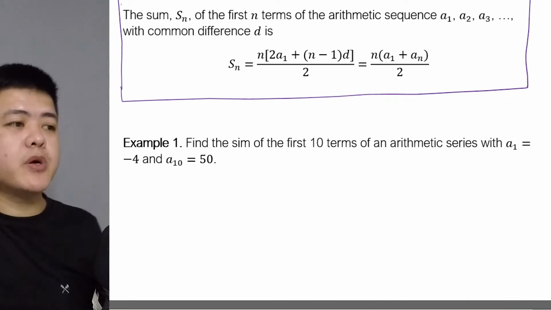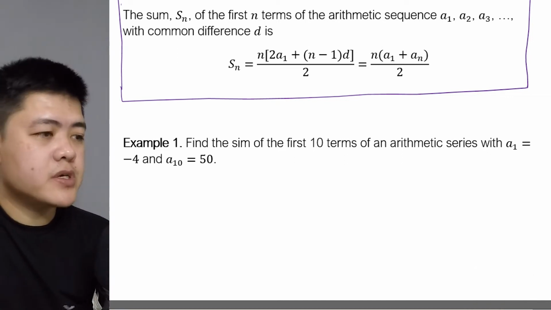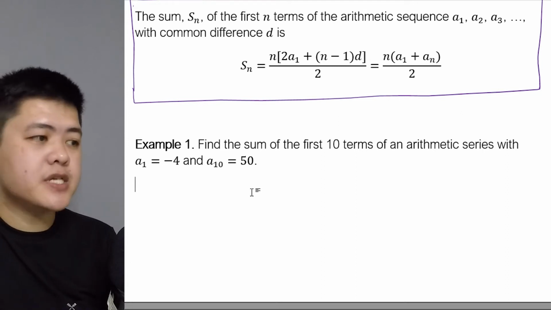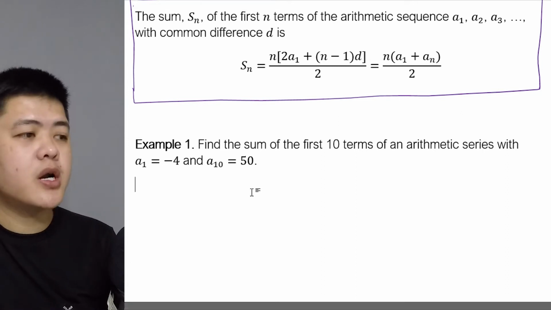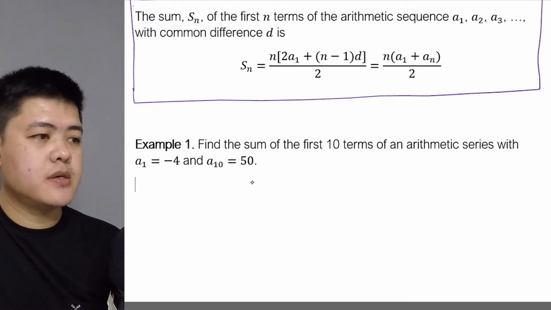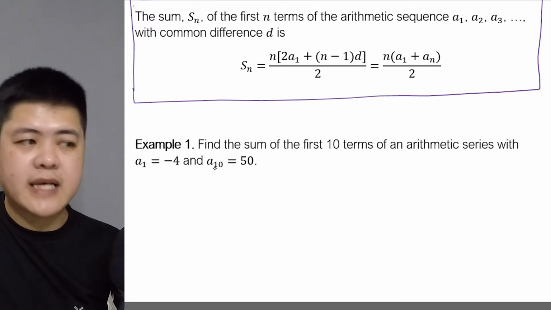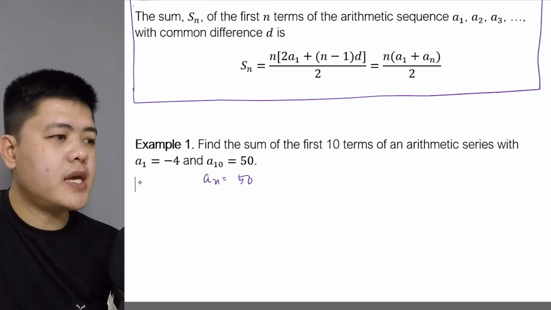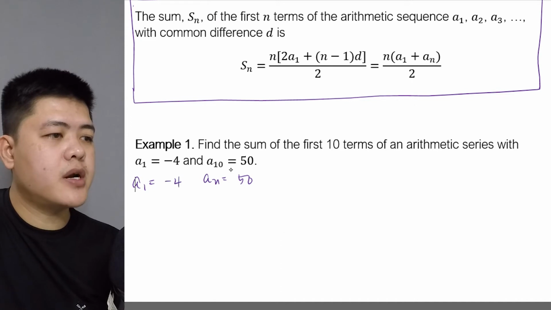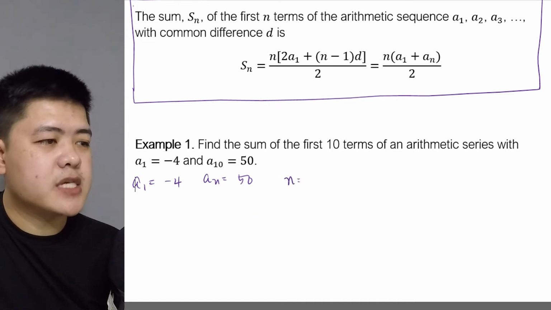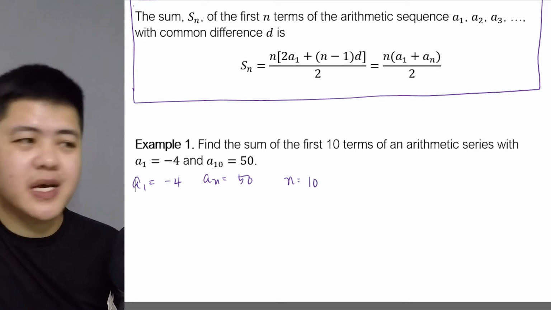Okay, let's have example number 1. Find the sum of the first 10 terms of an arithmetic series with a sub 1 equals negative 4 and a sub 10 equals 50. First 10 terms, so ibig sabihin, ito na yung last term natin. We have a sub n equals 50, and a sub 1 equals negative 4. Our n is equal to 10 kasi first 10 terms lang.